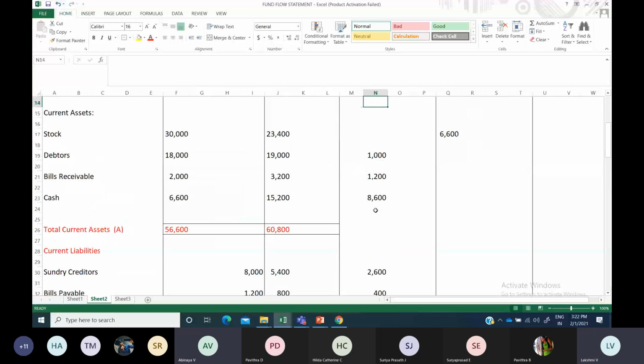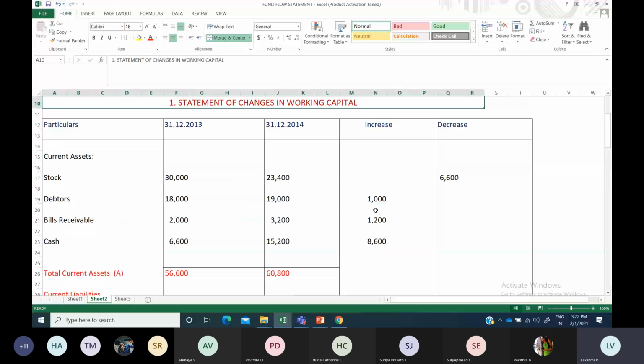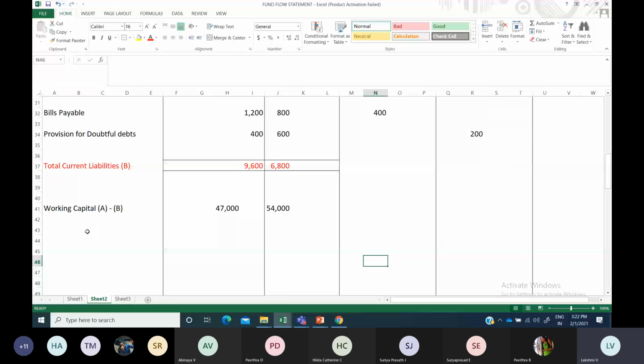Similarly, for the decrease column, 13,800, ma'am. 13,800. Here, what you do, leave some space. Leave some space because இங்க தான் நம்ம வந்து increase in working capital or decrease in working capital we are going to mention. Okay. So you just leave some space and just mention the amount here. What amount you are getting? 13,800, ma'am. 13,800. Okay.